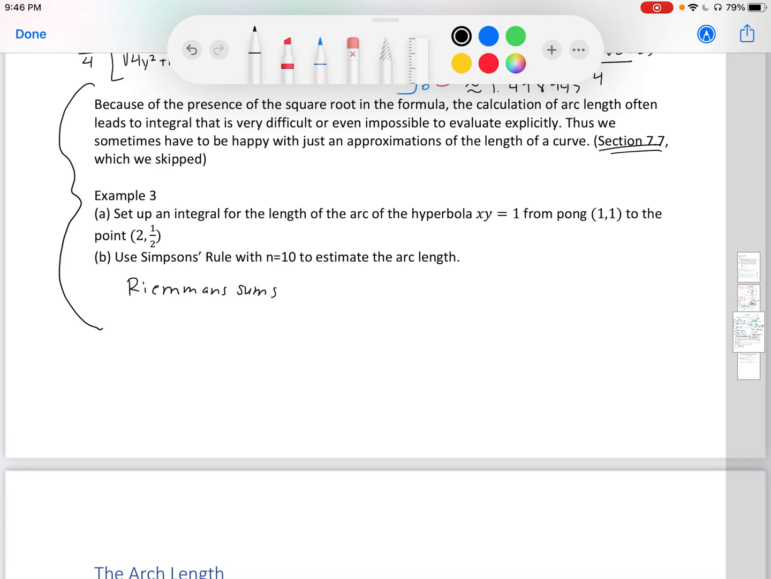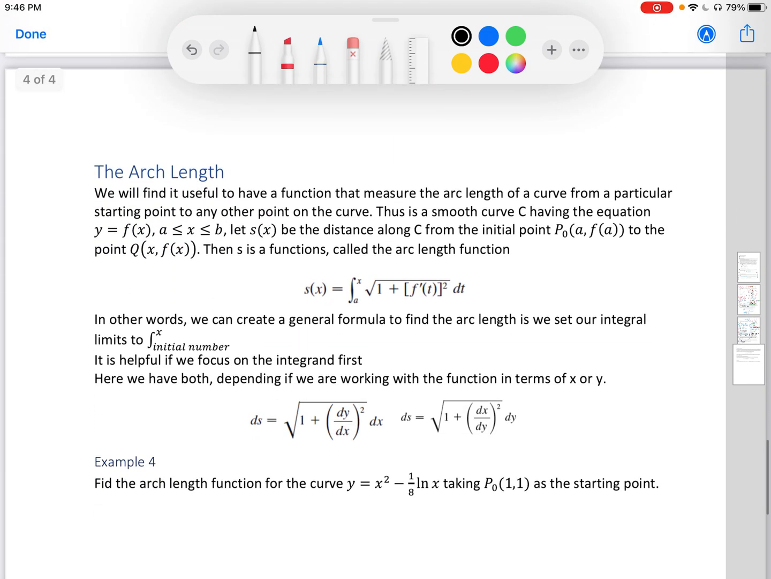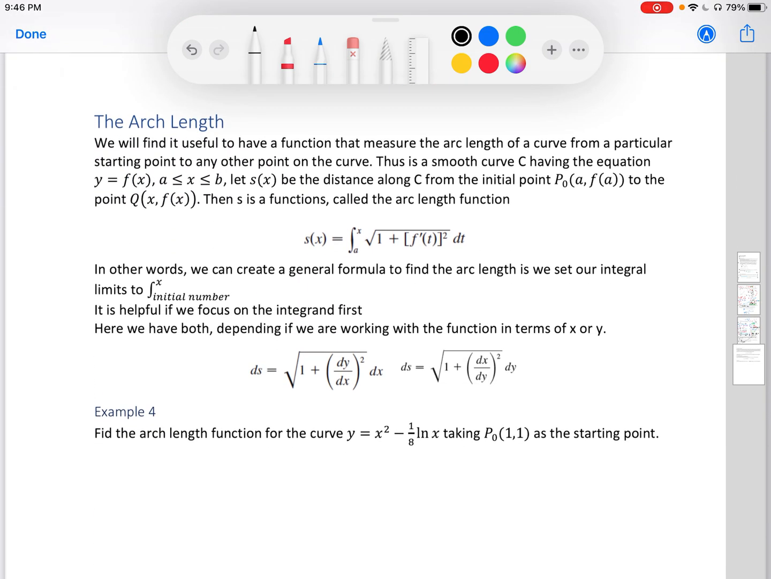Essentially, we divide it into subparts and then add the sums. We're not doing that for this example. Let's move forward. The arc length. We will find it useful to have a function that measures the arc length of a curve from a particular starting point to any other point on the curve. Think of this as creating a formula.